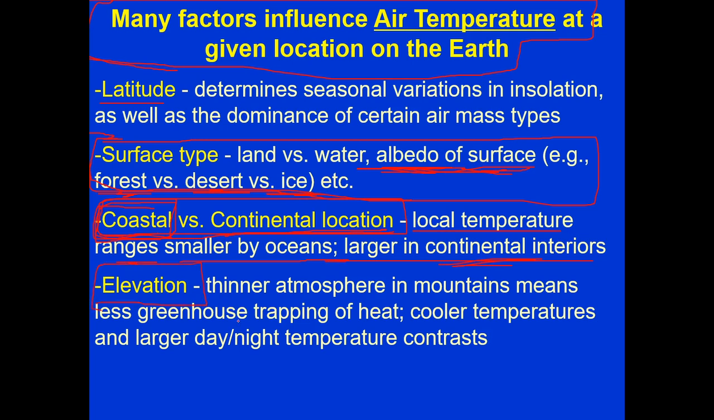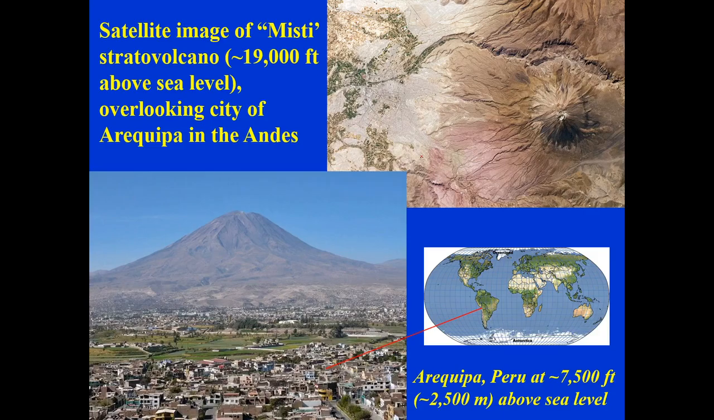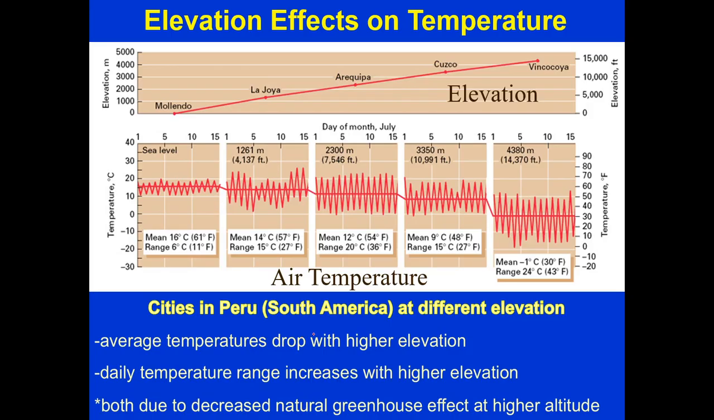Elevation plays a big role too. A thinner atmosphere in mountains means less greenhouse gas trapping heat, generally cooler temperatures, and a larger diurnal, that's a day-night, effect. Some people call that the diurnal effect, okay? So, for example, high elevation cities like Arequipa in the Andes, 7,500 feet above sea level, you're going to get very high temperature extremes and generally cooler temperatures.